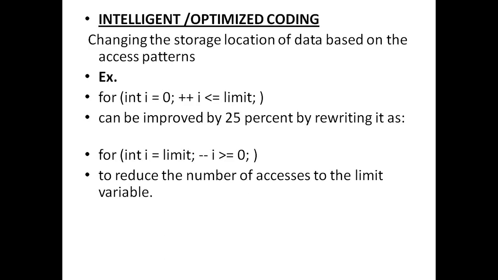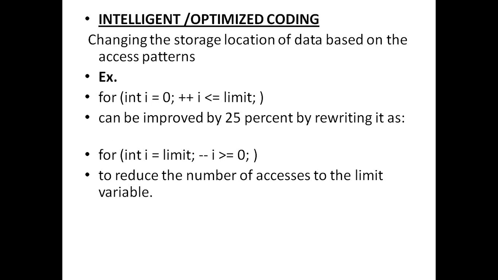Writing intelligent or optimized Java code to improve the performance is one of the most important aspects of performance tuning. One aspect is that you can change the storage location of the data based on the frequency of access or the access pattern. In the following example, I have two for loops, but in the second for loop, by changing i equal to limit, I start in reverse, in descending order instead of ascending order, going from limit to limit minus 1, limit minus 2 and so on till 0.